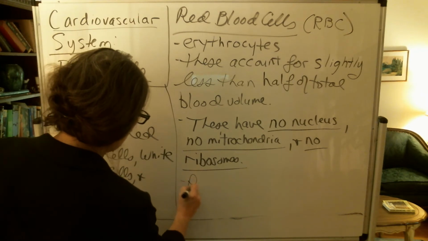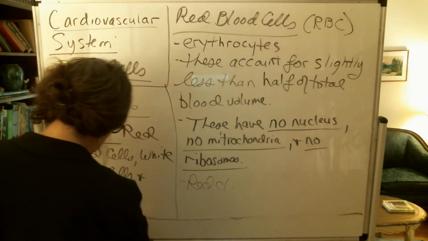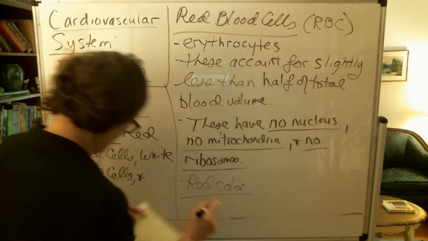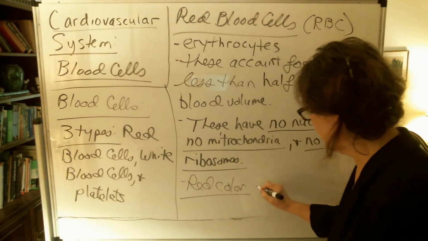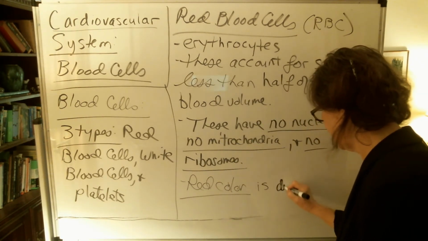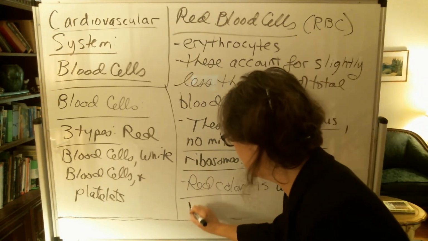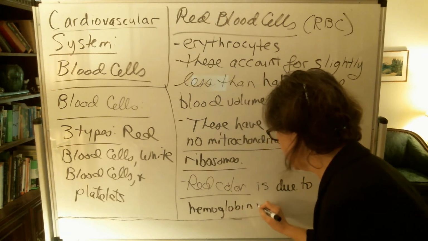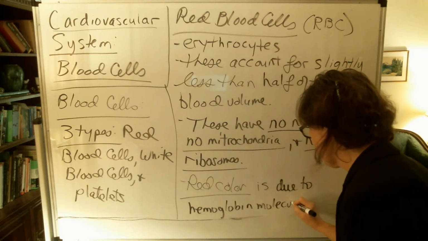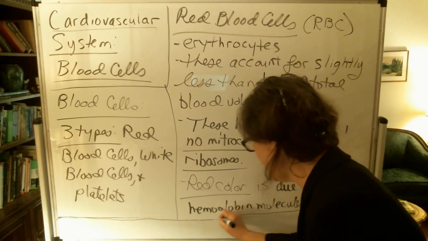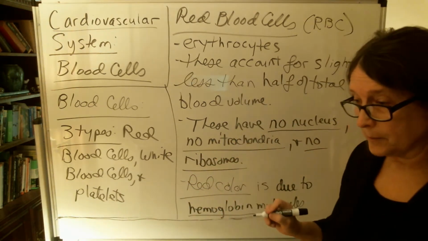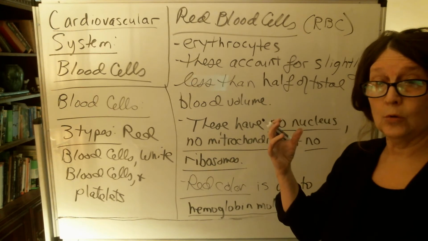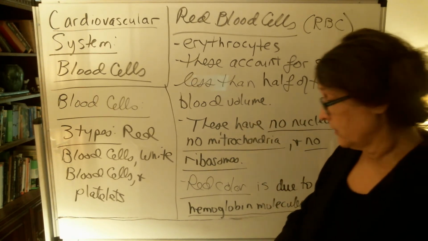So the red color in these cells is due to hemoglobin molecules. Hemoglobin is what makes red blood cells red. It is also what allows your red blood cells to hold on to oxygen in order to transport it around your body.